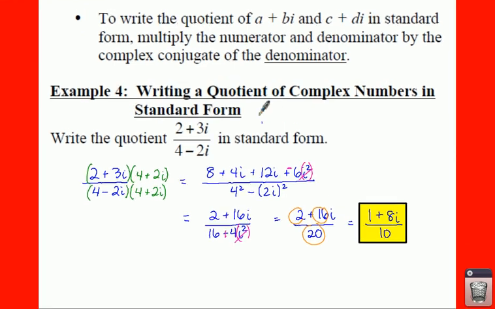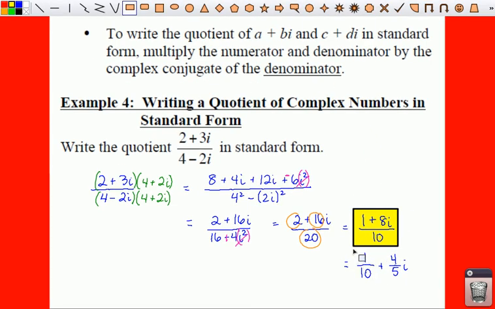Another way you may see it would also be as 1 over 10 plus, now if you go 8 over 10i, then this one can be reduced to a 4/5 i. So be careful there. You don't want to leave that as a 1 over 10 plus an 8/10 i, because that can be reduced a little bit further.